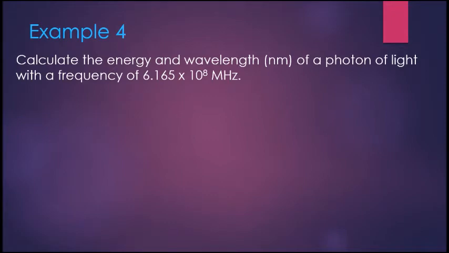Okay, so this is a fun one. This one you can't really do what I just told you to do, because look what they want. Calculate the energy and the wavelength in nanometers for a photon of light with a frequency of 6.165 times 10 to the 8th megahertz. Oh, I can see a problem here. Anybody else see a problem here? Can I just go right into my equations? Is that possible? What's wrong with that frequency?